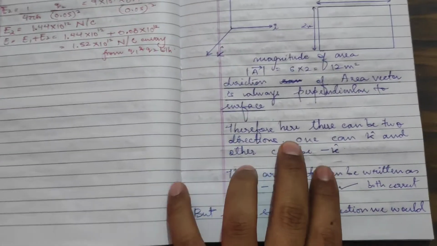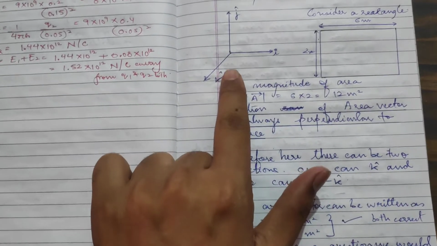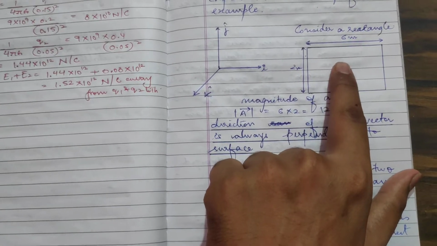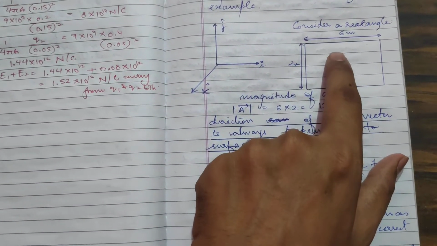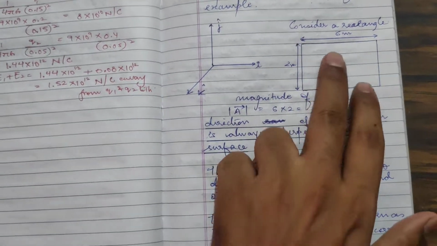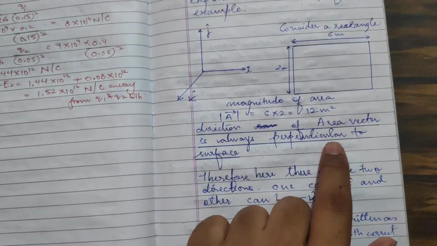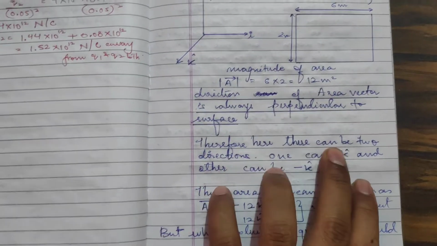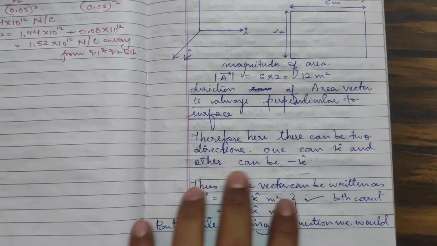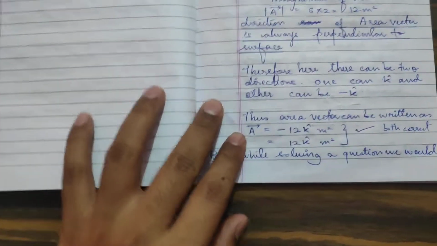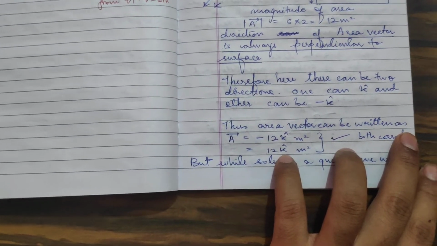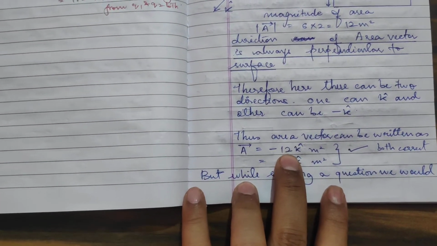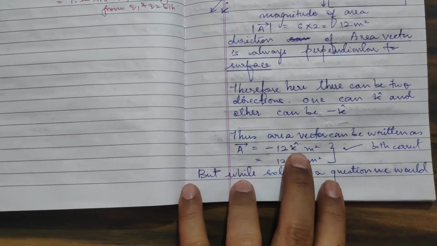So here, with the help of orthogonal unit vectors, k cap is perpendicular to the surface. The direction can be k cap, which is outwards, and the direction can also be minus k cap, which is inwards. So therefore there can be two directions, one can be k cap and other can be minus k cap. Thus area vector can be written as, now when we talk about vector, we are concerned with both magnitude and direction. So the magnitude is 12 and the direction is minus k cap.